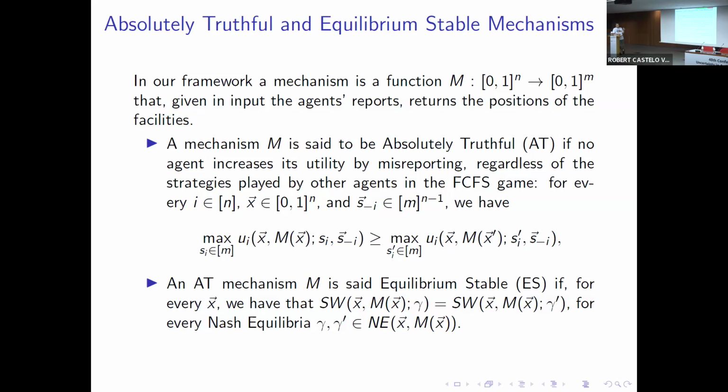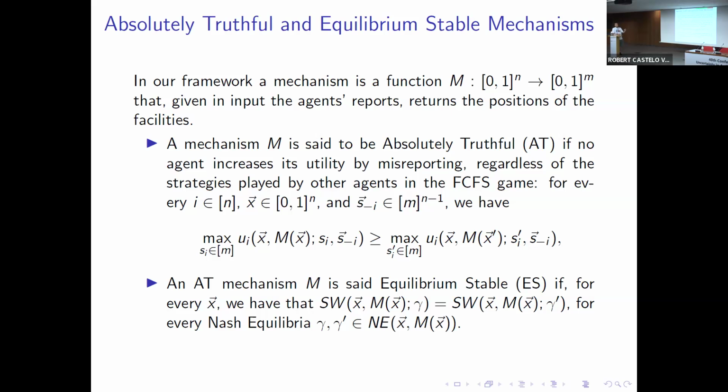And if he reports correctly his true position to the mechanism, which means that here you have X and here is X, if he selects the best strategy, knowing the strategies of all the other agents, his maximal utility is larger than the maximal utility that he will get by reporting another position, in which case you have X prime, and he still plays a different strategy that is maximizing his utility. So again, you tell the truth, and then you play your best strategy and you're better off, roughly speaking.